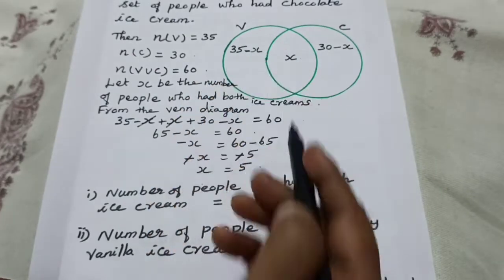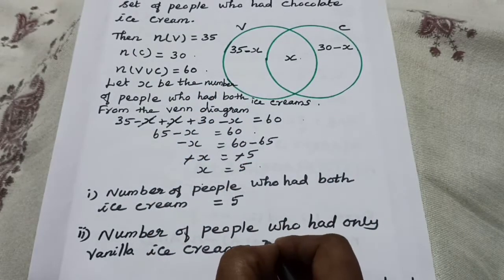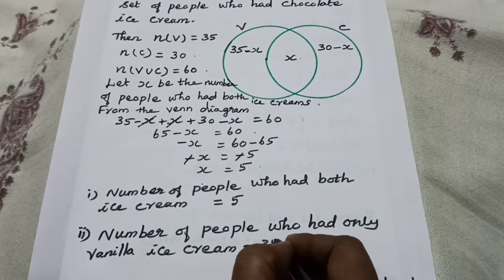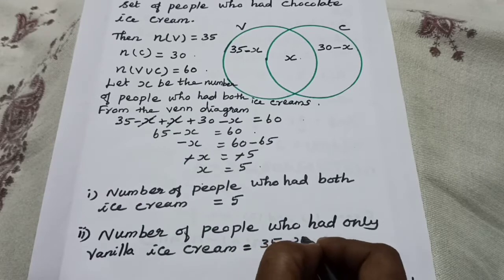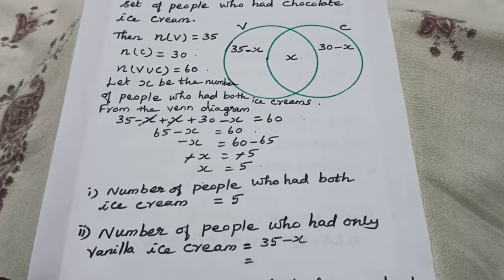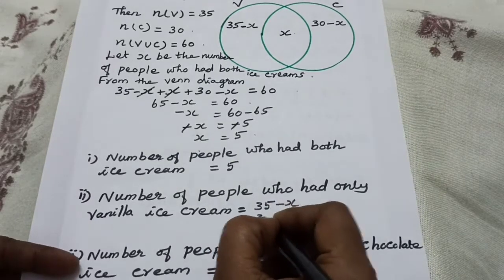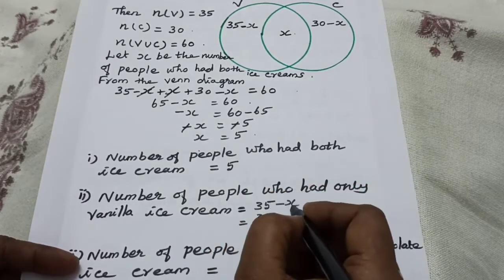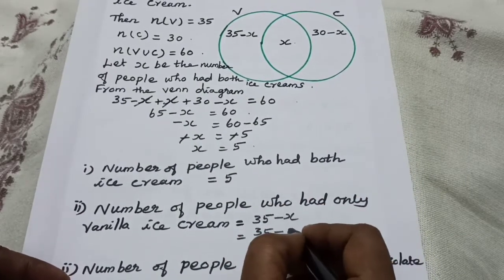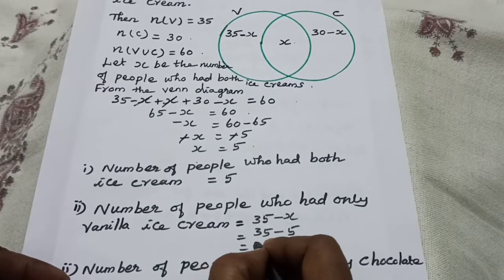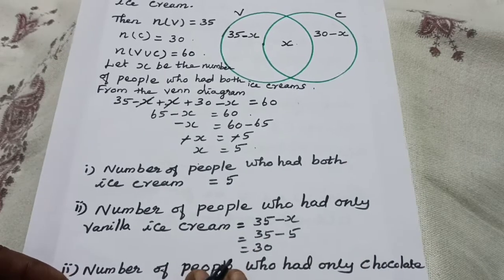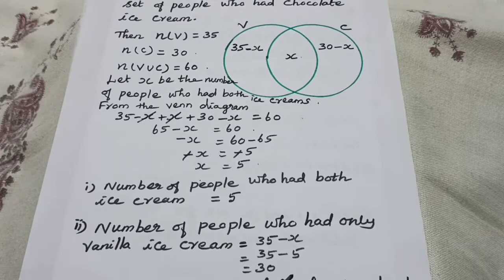35 minus x, isn't it? That means we have to write here 35 minus x, then equal to 35 minus x. In place of x we have to write 5, isn't it? Then equal to 35 minus 5, which is 30. Have you understood? 35 minus 5 is 30.